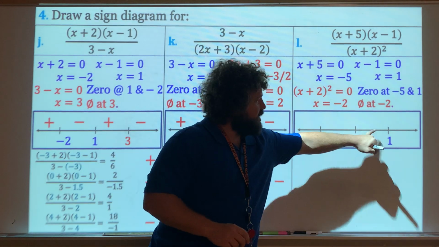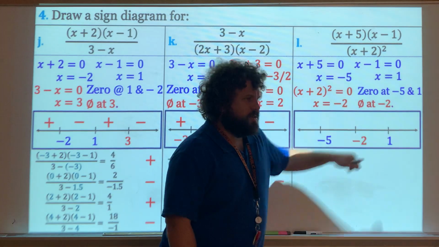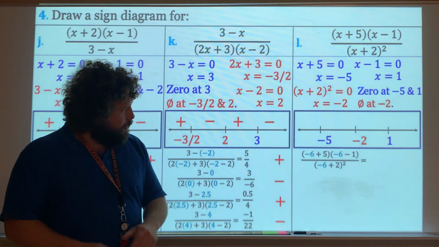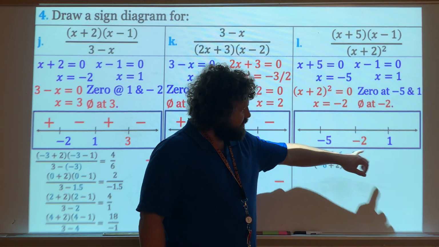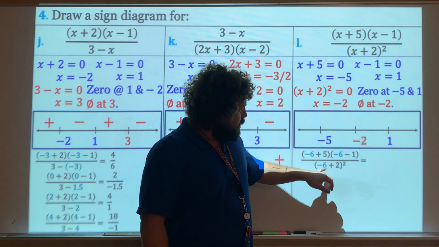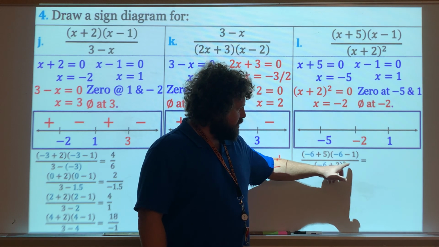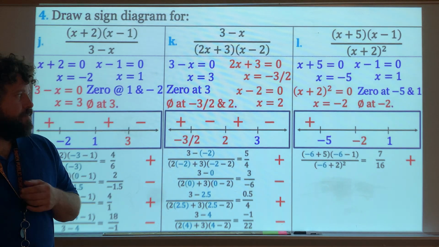So that means intercept, intercept, asymptote down the middle. The weird things happen usually at the asymptote. So number less than negative 5 is like negative 6. Negative 6 plus 5 is negative 1 times negative 7 is a positive 7 up top. This is always going to be positive on bottom because it's squared, so negative 4 squared is 16. So 7 over 16 is a positive.